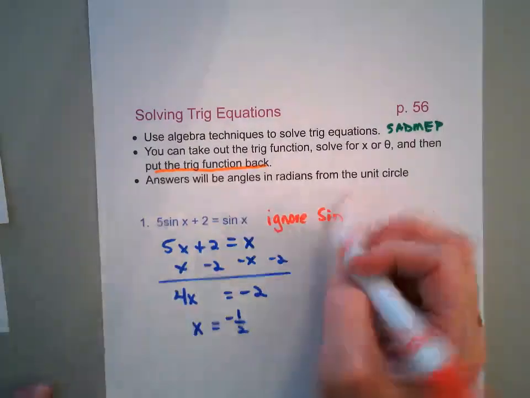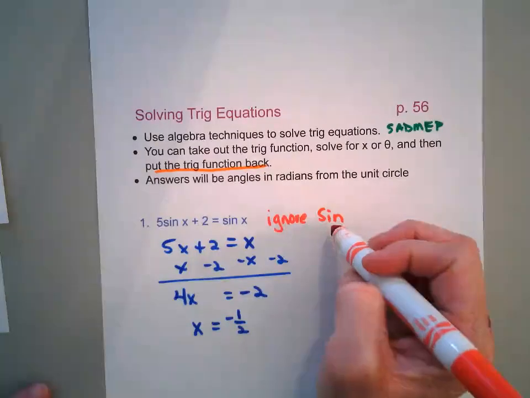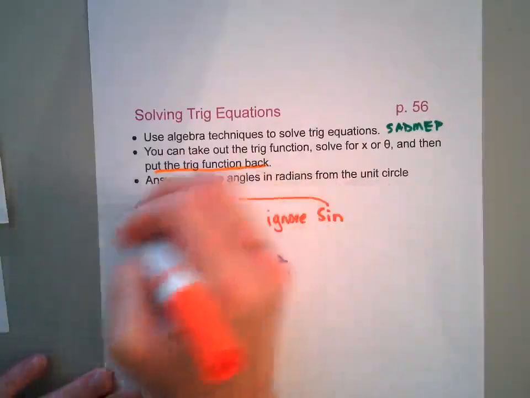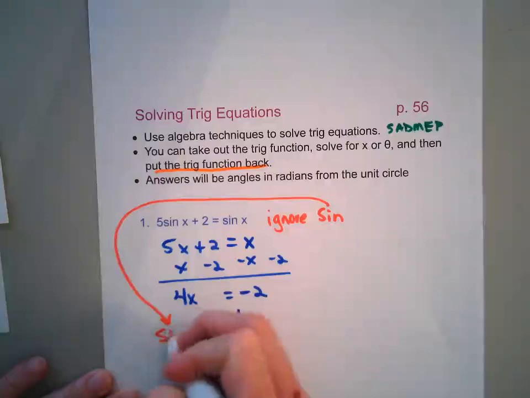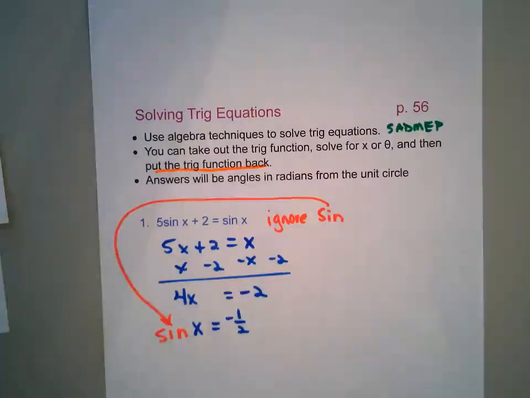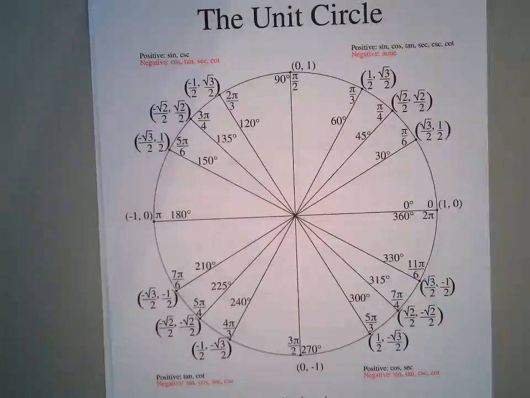So this is where the sine comes back in. This is going to come all the way back around and is now going to be sine x equals negative 1/2. So we have to go find on our good unit circle that you have somewhere, where is sine negative 1/2? And it's going to be more than one answer. So we need to find every y value that is negative 1/2. So here's negative 1/2.